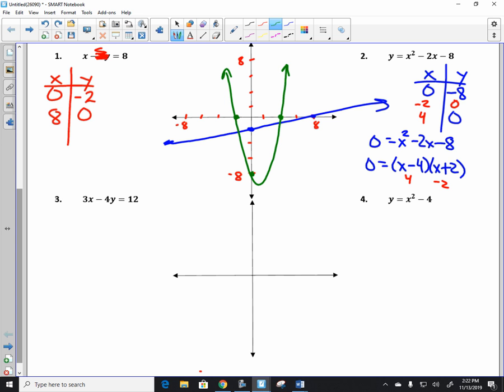Sometimes people think that the Y-intercept marks the vertex, or rather the lowest or highest point of the parabola. That's not necessarily the case. So notice how I have that offset a little bit, okay?